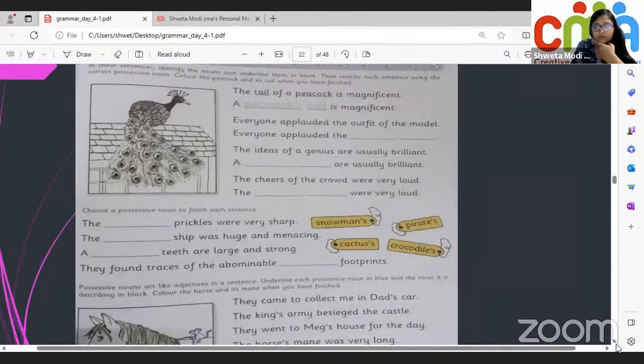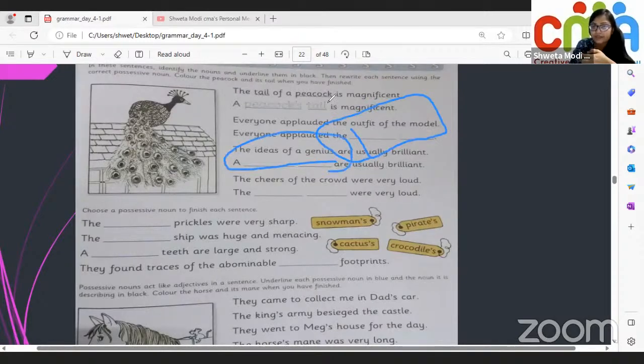Peacock's tail, model's outfit. So you can see here, the outfit of the model becomes model's outfit. Genius's ideas. Crowd's cheers. Cactus's prickles. Pirates' ship. Crocodile's teeth. And abominable snowman, snowman's footprints. Okay, they have to underline. So dad's car, king's army, Meg's house, and horse's mail.